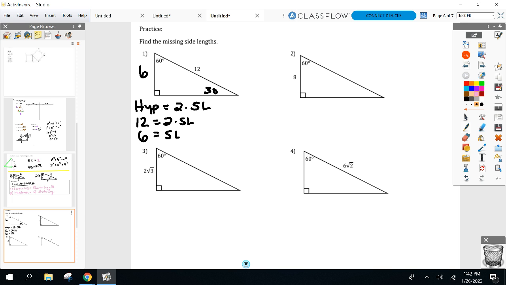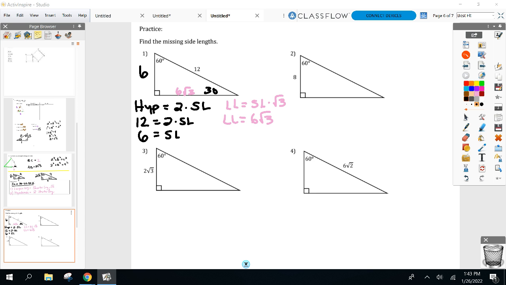All right, what about the longer leg now? Use your rule. Longer leg equals shorter leg times radical 3. Please make sure you keep today and yesterday separate, because remember, yesterday we multiplied by radical 2. Now we're multiplying by radical 3 in a 30, 60, 90. Keep them separate. So my longer leg will be 6 times radical 3. All right. Questions?